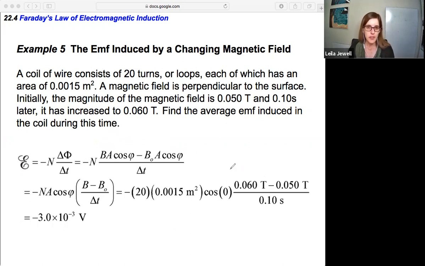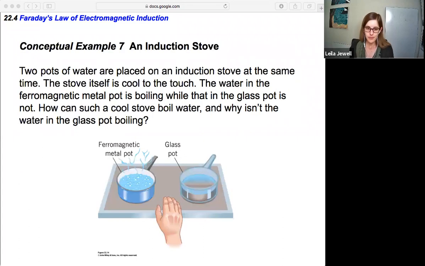So this highlights some of the ideas of how we can use these equations in approaching this. Let's look at one more conceptual example. An induction stove. Two pots of water are placed on an induction stove at the same time. The stove itself is cool to the touch. The water in the ferromagnetic metal pot is boiling, while that in the glass pot is not. How can such a cool stove boil water? And why isn't the water in the glass pot boiling?